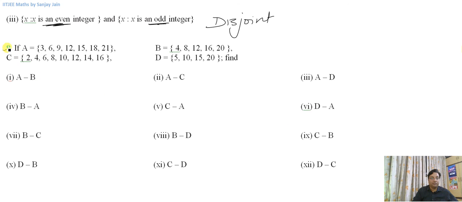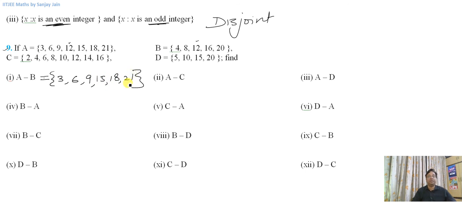Look at this one, set A is this, B, C and D are given. Now first thing that I am looking for is A minus B. So I am looking for all the elements that are there in A but not in B. So 3 is there in A but not in B. 6 is such an element. 9 is there in A but not in B. 12 is there in A as well as in B, so it will not be taken. 15 can be taken. 18 will be taken.